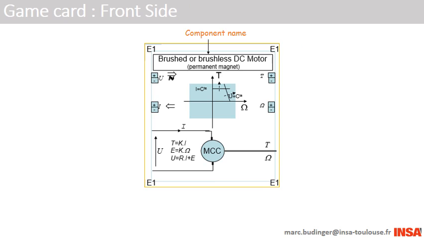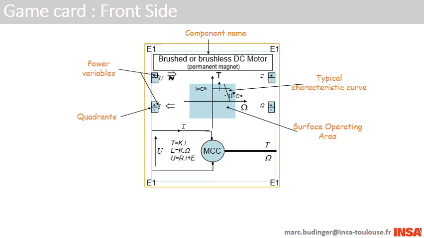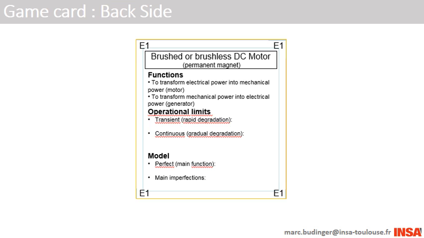Here's an example of a card's front side. We can find on it the component's name, the power variables, effort and flow, which can be distinguished by the possibility of supplying or consuming positive or negative quantities, in order to know the number of quadrants managed by the component, an effort flow diagram with typical characteristic curves or surface of operating area, and the technological symbol and the associated power variables.